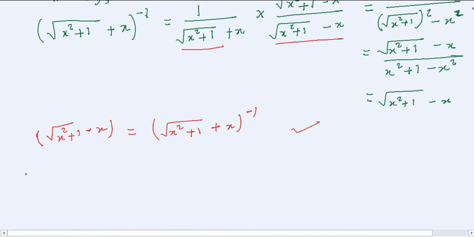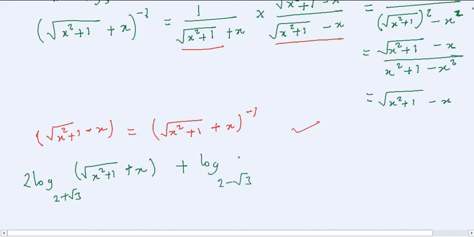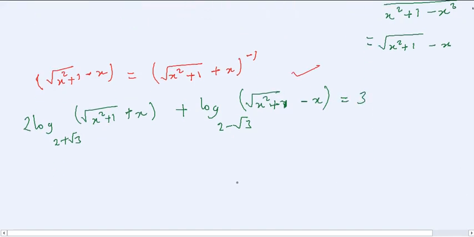Now the question says 2 log of 2 plus root 3, then I have square root of x squared plus 1 plus x, plus log of 2 minus root 3, then I have square root of x squared plus 1 minus x, is equal to 3. So with what we've done above, I'm going to replace 2 minus root 3. Look at what I will do.